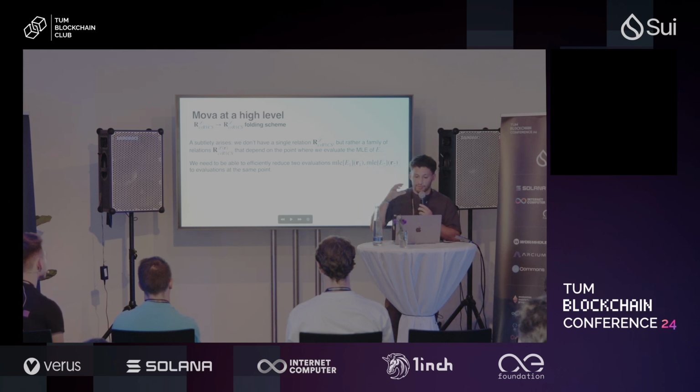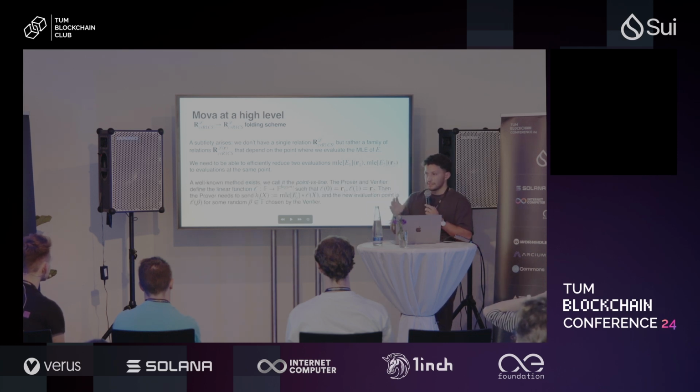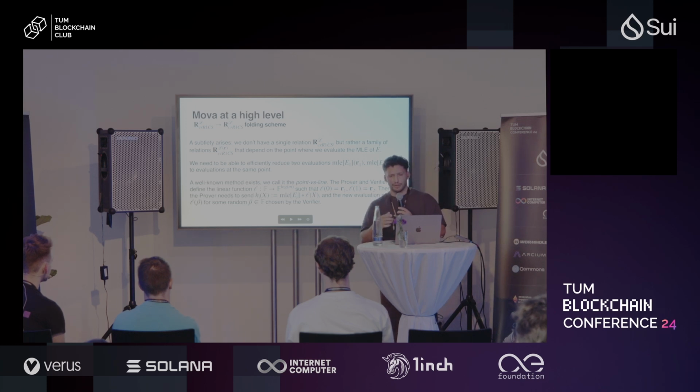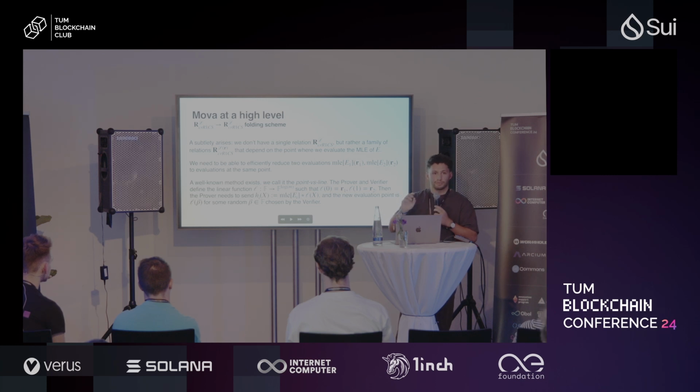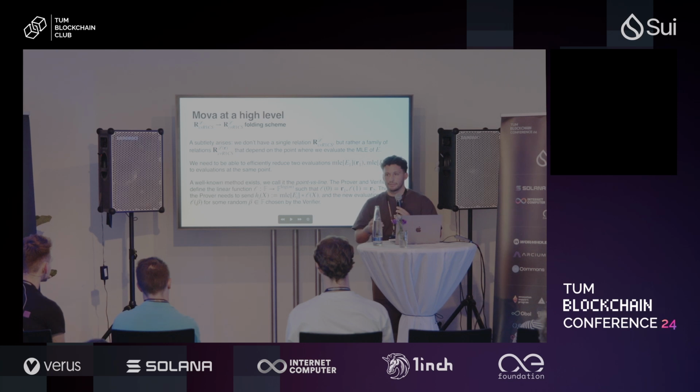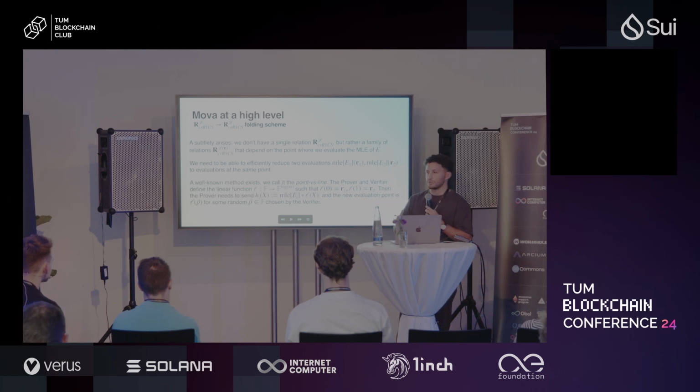And so we need to be able to efficiently reduce 2 evaluations of the MLEs of the error vectors at 2 different points to an evaluation of the MLE of the error vectors at the same point. Here a well-known method exists, called point versus line. The prover and verifier define a linear function which interpolates the random points. Then the prover composes the MLEs with the line, and the new challenge point will be L(beta) for some beta chosen by the verifier.